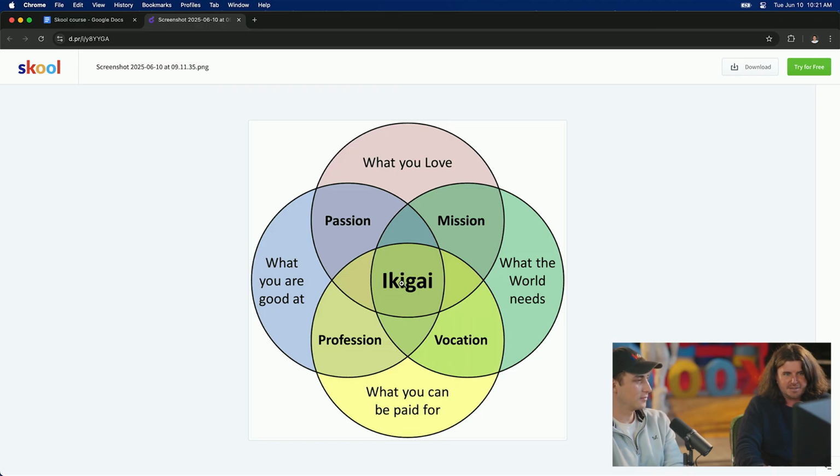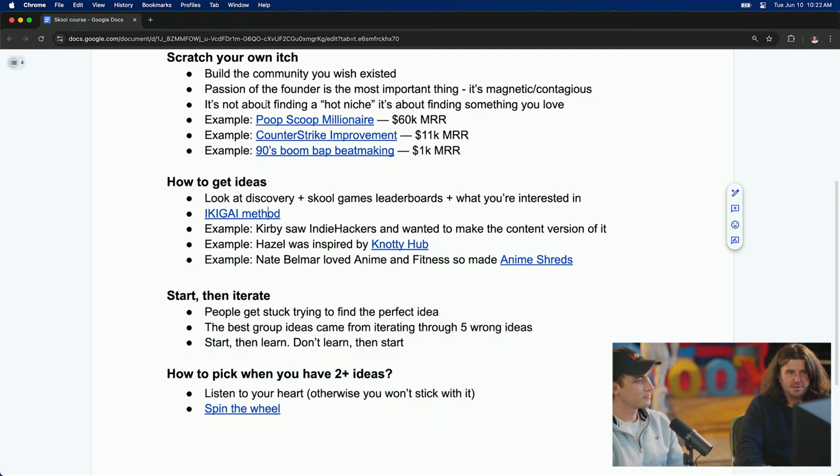But yeah, I guess if it was perfect, what's in the middle here would be your Skool community. Yep. But this is just another thing that might give you ideas. You don't have to follow it exactly. Yeah, it's a tool.